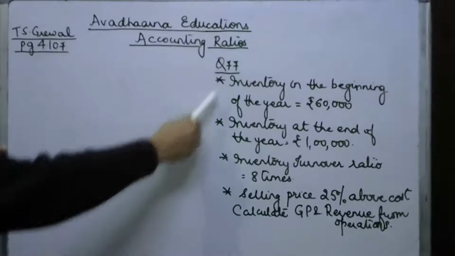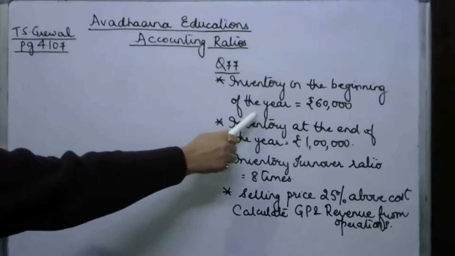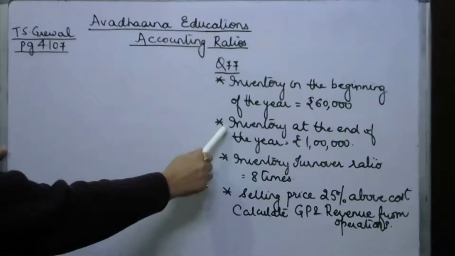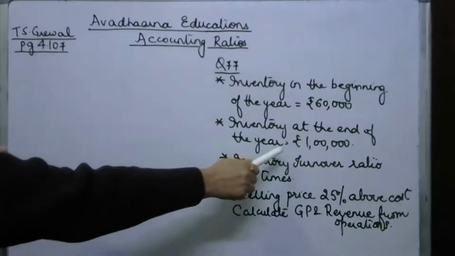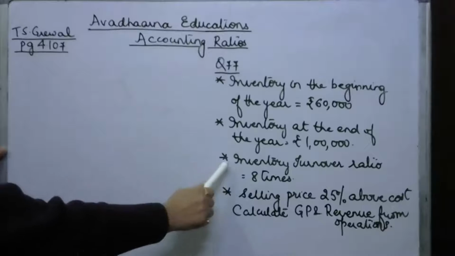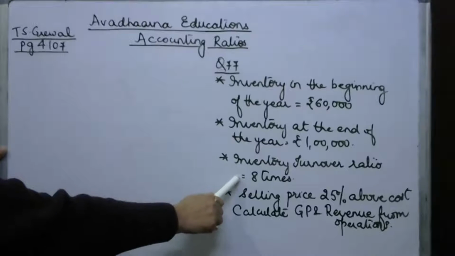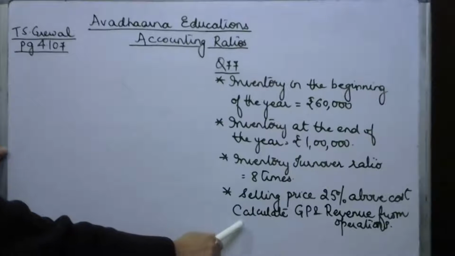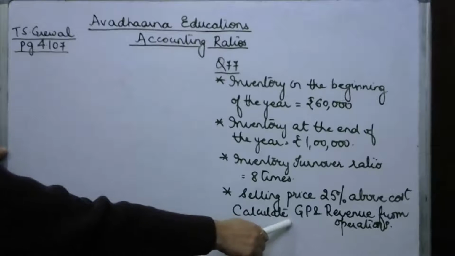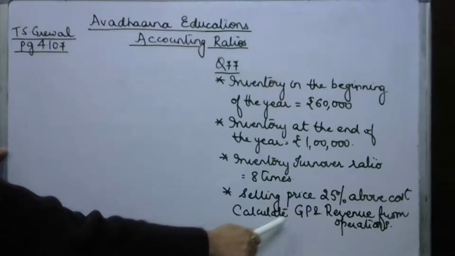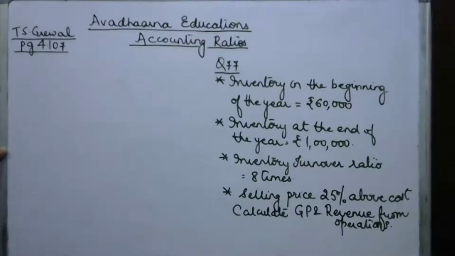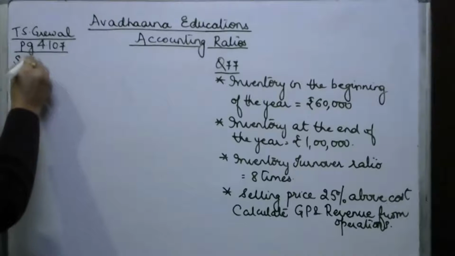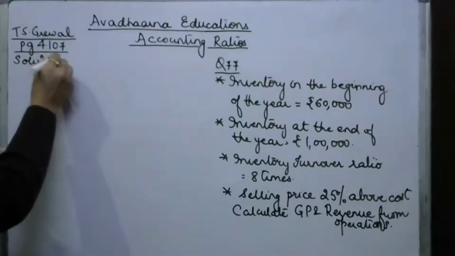Now this question says that inventory in the beginning of the year is 60,000. This is opening inventory. Inventory at the end of the year is 1 lakh. This is closing inventory. Inventory turnover ratio is 8 times. Then selling price 25% above cost, and we have to calculate gross profit. GP stands for gross profit. We have to calculate gross profit and revenue from operations, and revenue from operations is nothing but net sales. So let us solve this question. So it's solution 77.